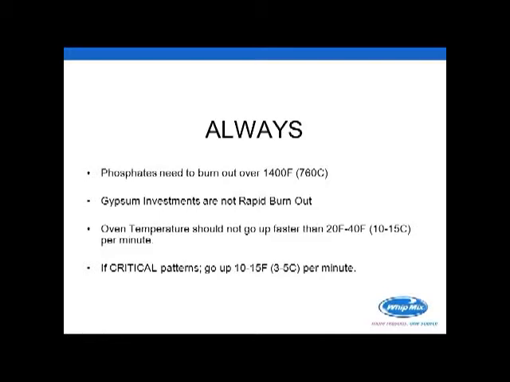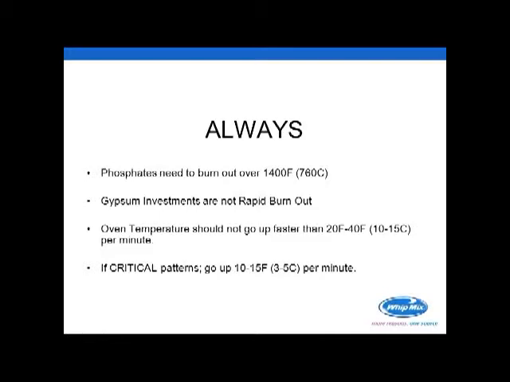If you're using critical patterns inside there, I would slow that down. Maybe 10 to 15 degrees Fahrenheit, 3 to 5 C per minute, to make sure that those critical patterns have ample time to burn out, especially plastic implant parts.